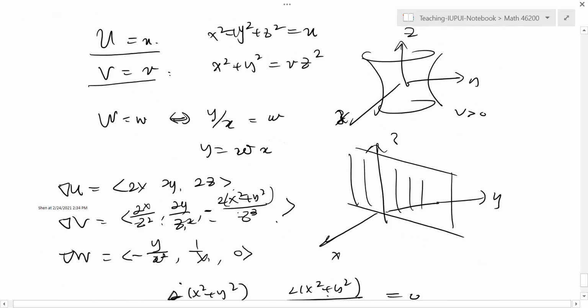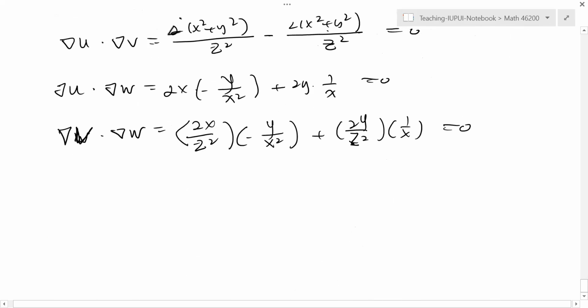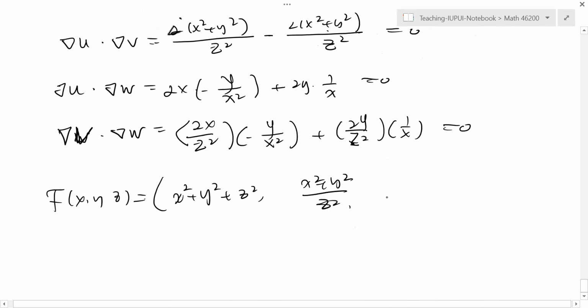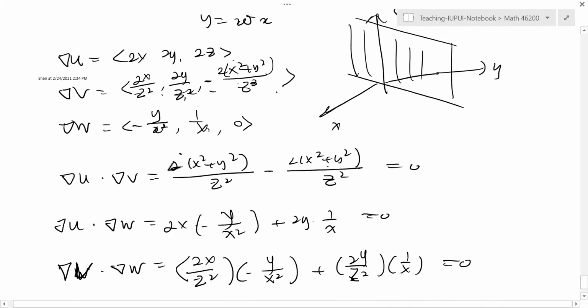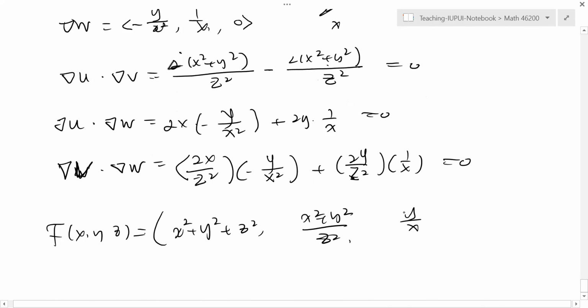Wow. So think about our map F, our map u, v, w. What is u? U is x squared plus y squared plus z squared, and w is y over x.